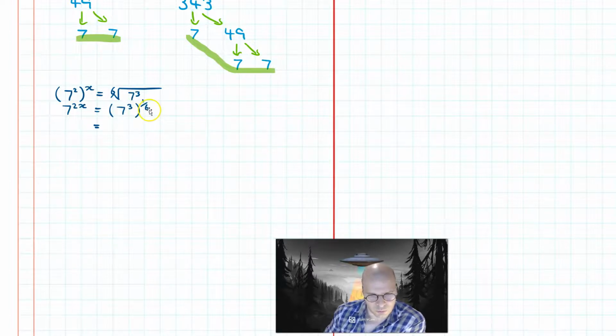Bringing the two exponents together, they're going to multiply, so it's going to be 7 to the power of 3 over 6, and I know that 3 over 6 is exactly the same as saying a half, so it's 7 to the power of a half. And on the left hand side it's 7 to the power of 2x. So what we've done is we've matched the bases over here. So the next step is we're going to equate the exponents.